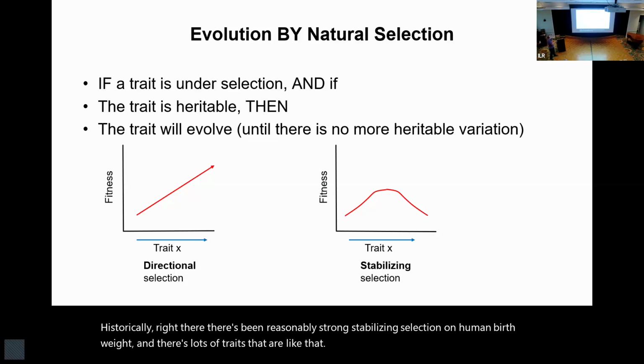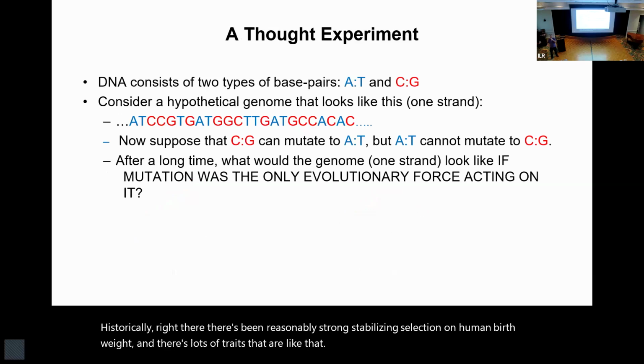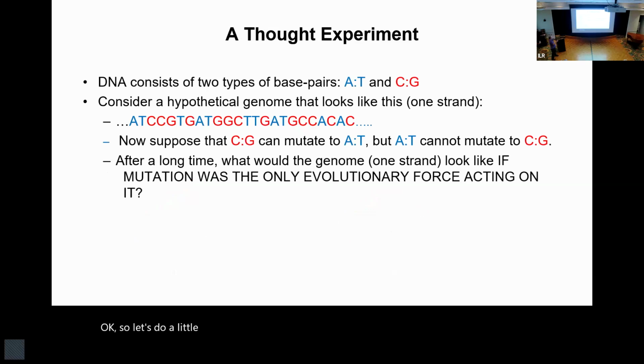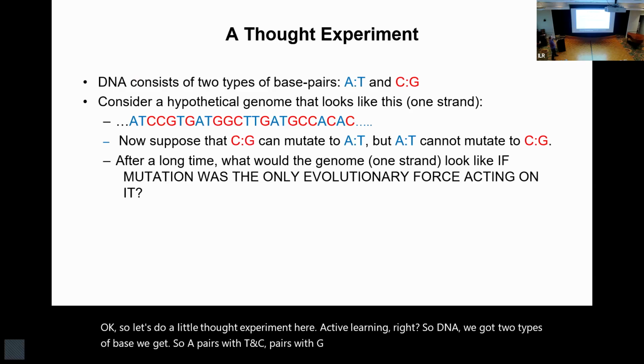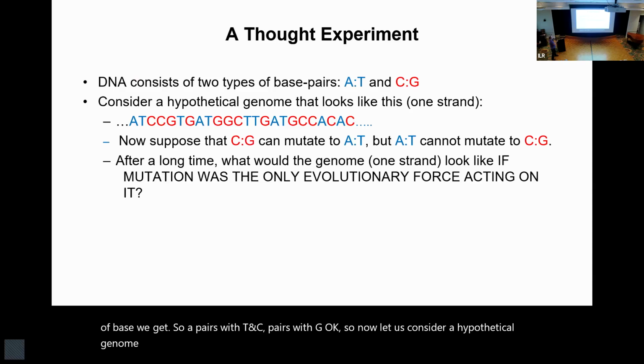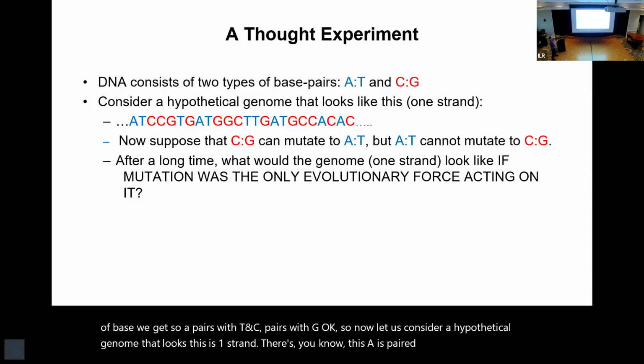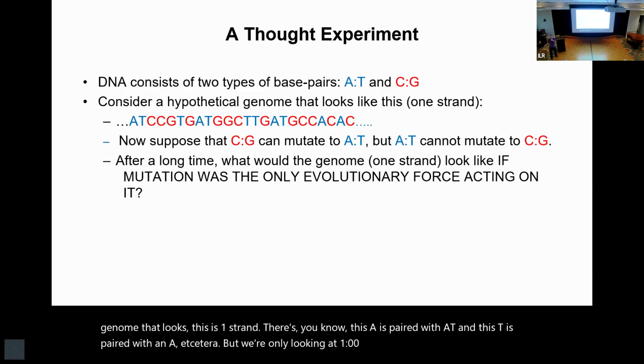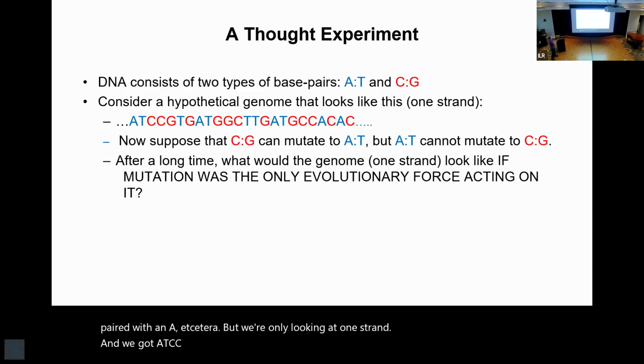Okay, so let's do a little thought experiment here. Active learning, right? So DNA, we got two types of base pairs. A pairs with T and C pairs with G, okay? So now let us consider a hypothetical genome that looks like this, and this is one strand. This A is paired with a T and this T is paired with an A, et cetera, but we're only looking at one strand. And we got AT, CCG, T, GAT, et cetera. That's our DNA sequence here.